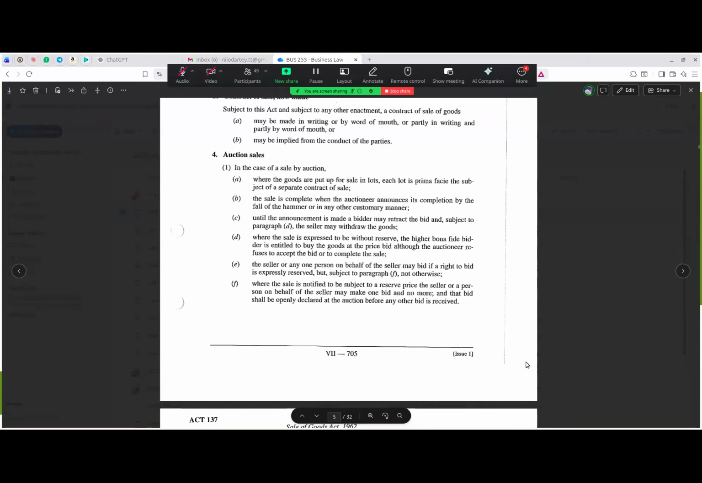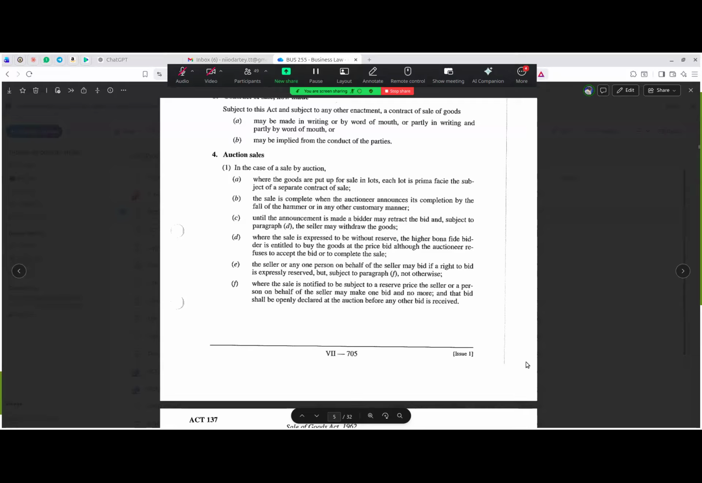C, until the announcement is made, a bidder may retract the bid and, subject to paragraph D, the seller may withdraw the goods. D, where the sale is expressed to be without reserve, the highest bona fide bidder is entitled to buy the goods at the price bid, although the auctioneer refuses to accept the bid or to complete the sale.